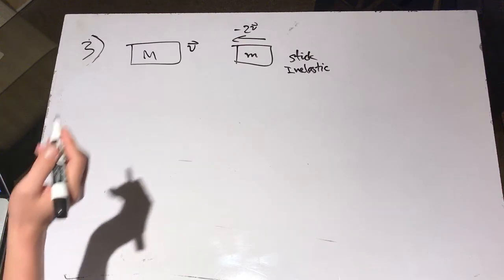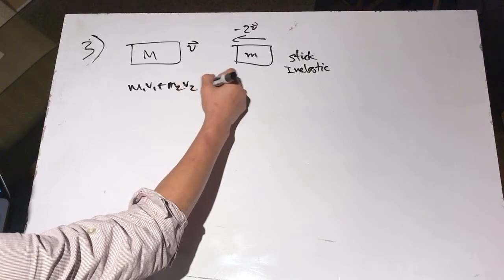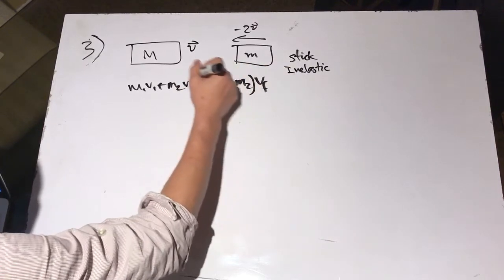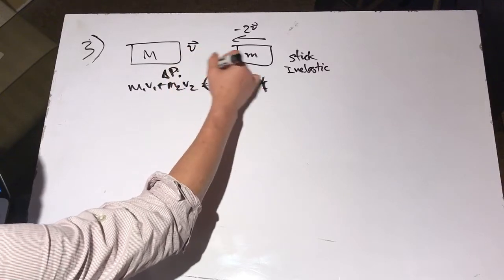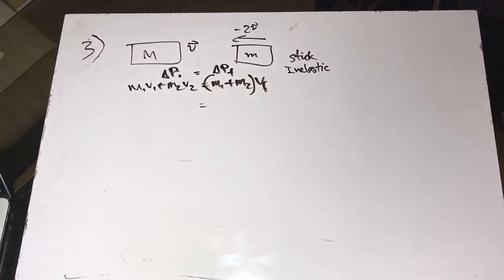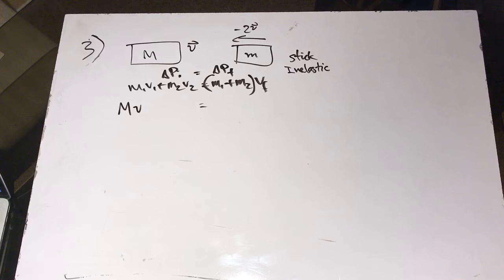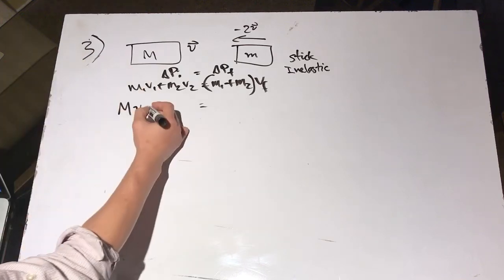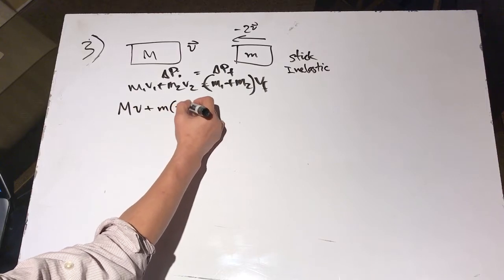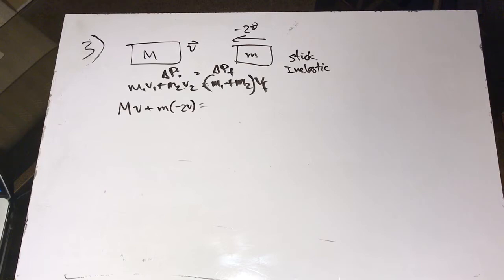Okay, go ahead and do the math. m1 v1 plus m2 v2 is equal to (m1 plus m2) vf. That's what we're looking for again. So m1 is big M, that's v. However, m2 is smaller m, but the velocity of 2 is negative, 2v. It's direction to the left, that's why I have to have a negative sign on there.